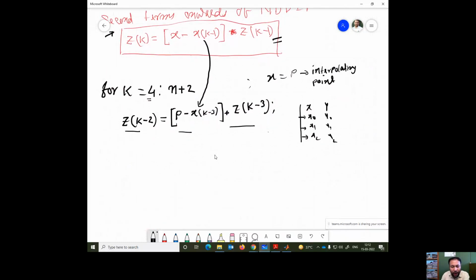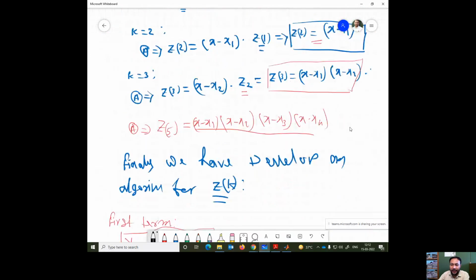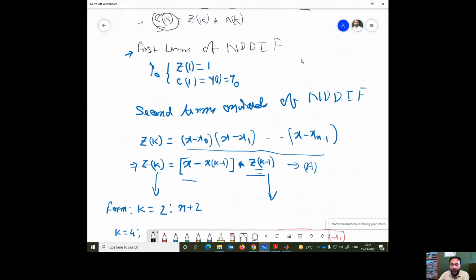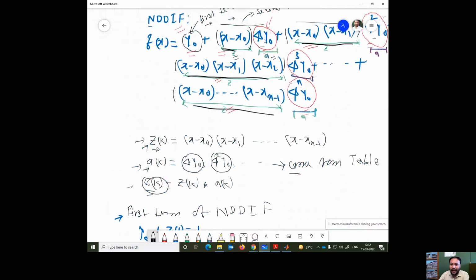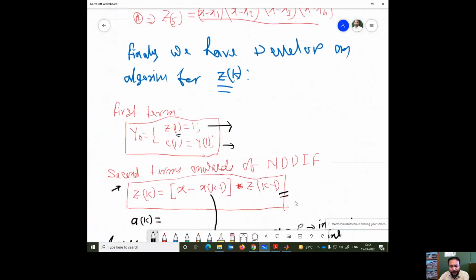Let us try to define our a. Now let us try to define our a, Ak. What was the a? A was the value of delta y naught. I had defined delta y naught as a, delta square y naught as a, delta cube y naught as a. These are the a we have defined. Now, how can it be calculated? It is very simple now.